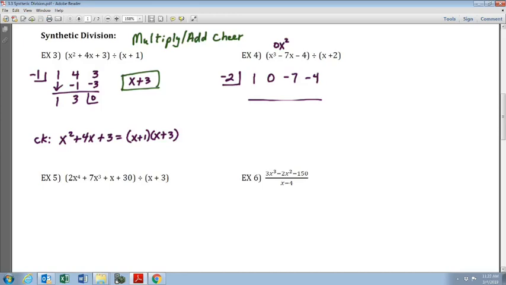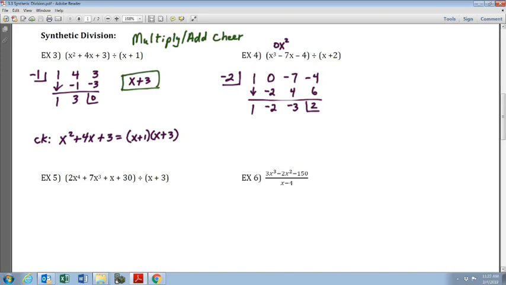And so now we'll do the same thing. Drop the 1. 1 times negative 2 is negative 2. Then we add, we get negative 2. Then we multiply, we get 4. Then we add, we get negative 3. Multiply, we get 6, and when we add, we get negative 2. I'm sorry, positive 2. So this time we got a remainder.